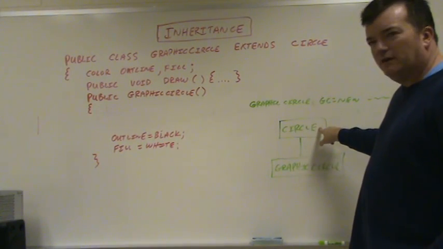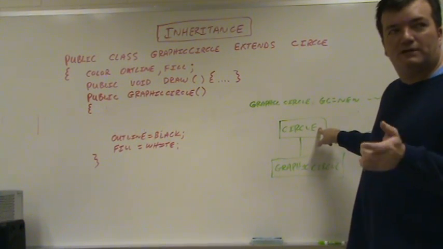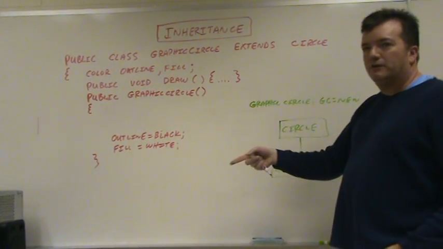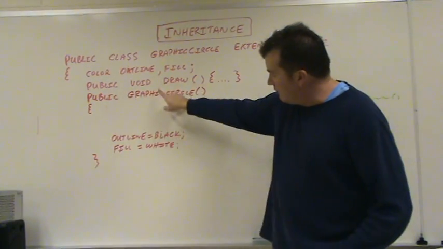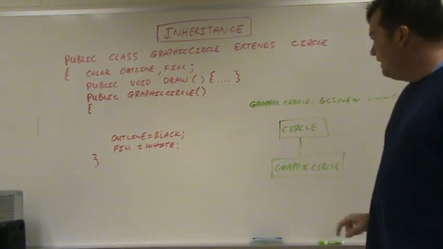Now, what was the other function we had in this class? We had a function called area, right? And it told us what the area of the circle was. We could call the area function on graphic circle, and since we don't have an area function here, it'll just take the one we inherited and call that one. So that would work fine.